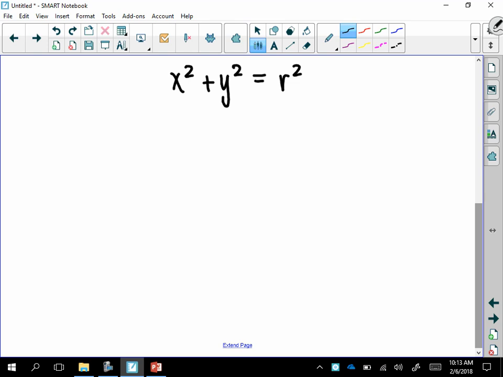Right? If something is a function, then that means I can get y by itself, right? Because if we're going to graph it on our calculator, we've got to get y by itself. So what would I do here to get y by itself? Subtract the x squared over.